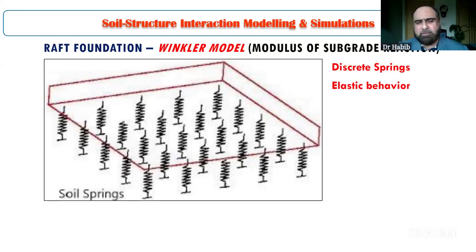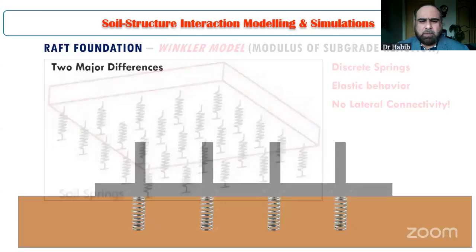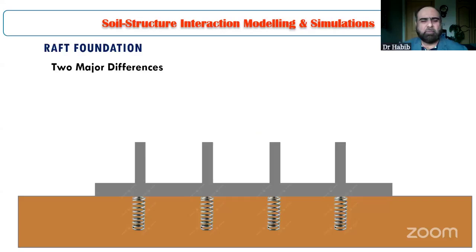And the reality is that soil is not elastic. In most cases, soil is elastoplastic in behavior, so elastic behavior cannot represent the soil. Also, there is no lateral connection between these springs; each spring is acting independently. So I'll just further highlight this concept over here.